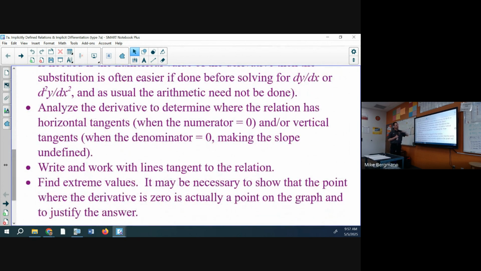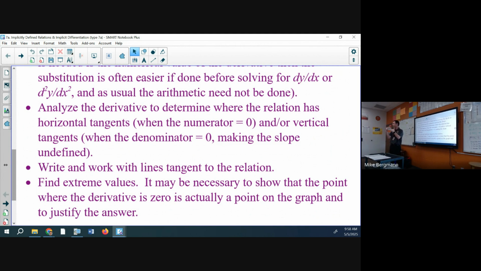Analyze the derivative to determine where the relation has a horizontal tangent, meaning the numerator is 0, or vertical tangents, meaning the denominator is 0, which would make the slope undefined. All right, so a lot of times you end up with fraction situations, and sometimes you have to focus on just the numerator or just the denominator if you're trying to figure out where a horizontal tangent is or where a vertical tangent is. And so at that point, you're just focusing on one versus the other.